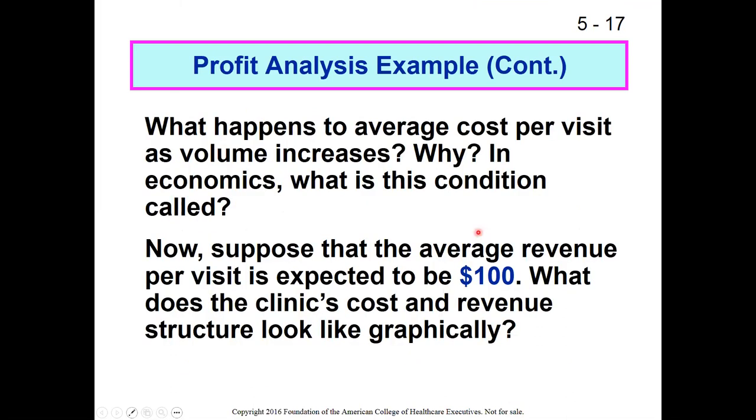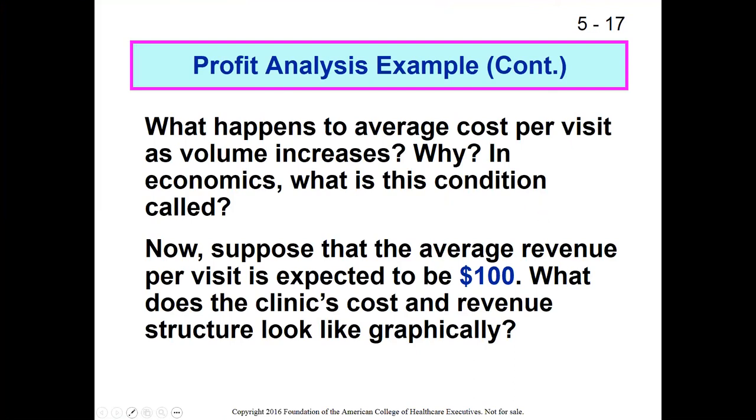So, kind of testing our thinking here. What happens to the average cost per visit as volume increases? Well, we've already talked about this. It decreases, and it decreases not because variable cost is changing, right? Because we're getting to an average cost per visit. Variable cost stays the same. It's going to be 25 or whatever our estimate was.